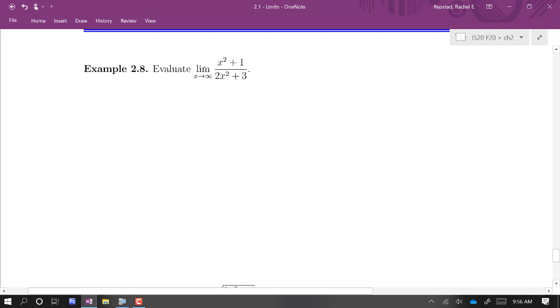So here we have the limit as x approaches infinity of x squared plus 1 divided by 2x squared plus 3. We'll just note right here that if we let x approach infinity, the top goes to infinity and so does the bottom, and we can't really do that kind of arithmetic. So we're going to multiply the top and the bottom by 1 over x squared.